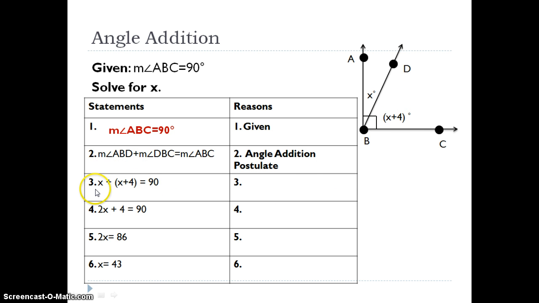On the next step, we have what angle ABD is equal to, we have what angle DBC is equal to, and we have what angle ABC is equal to. So the reason for this is that we use substitution to plug in what each angle is equal to. So our reason is substitution. Now we combined like terms to get 2x plus 4 is equal to 90. Then we subtracted 4 from each side to get 2x is equal to 86. And finally, we divided by 2 to get x is equal to 43.